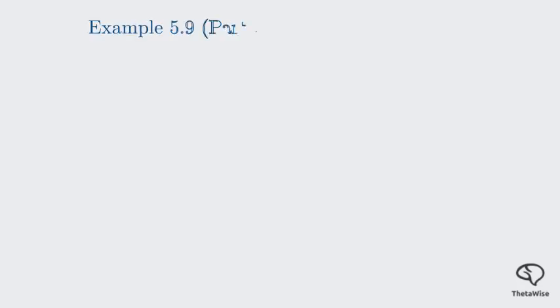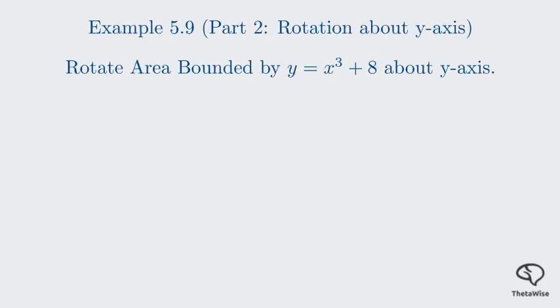Finally, let's find the volume of revolution about the y-axis for example 5.9. We are rotating this region about the vertical y-axis. As we discussed, using the disk method would require integrating with respect to y, which means dealing with a cube root. The shell method, however, uses a vertical strip, which is parallel to the y-axis and involves integrating with respect to x. This is the easier choice.